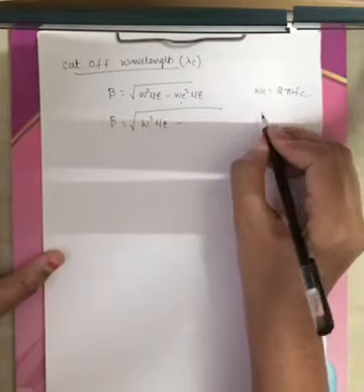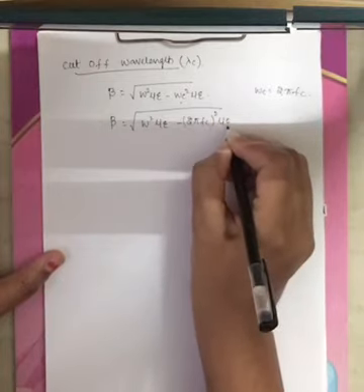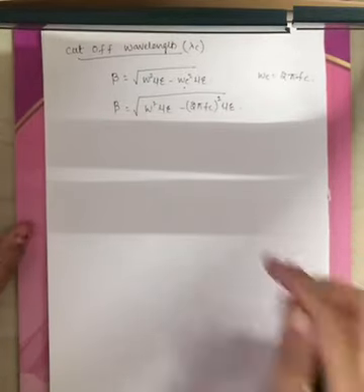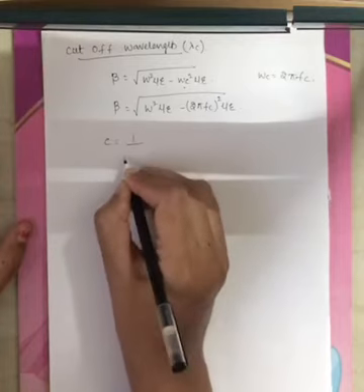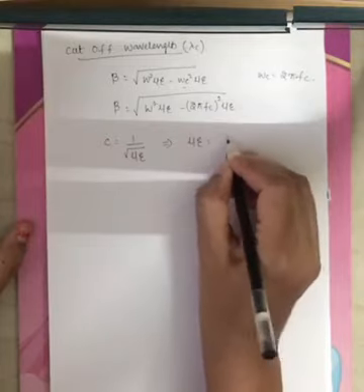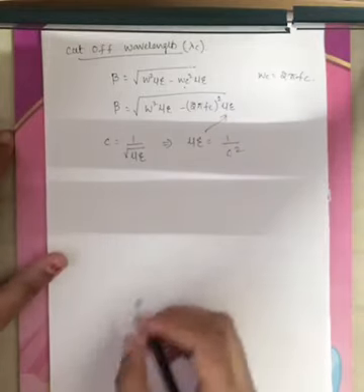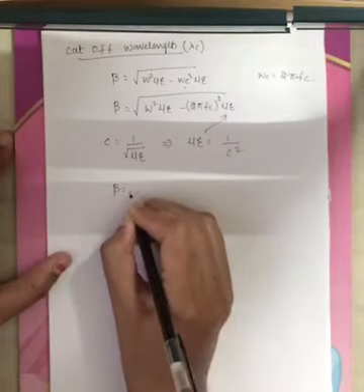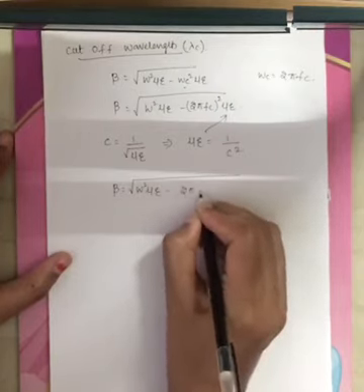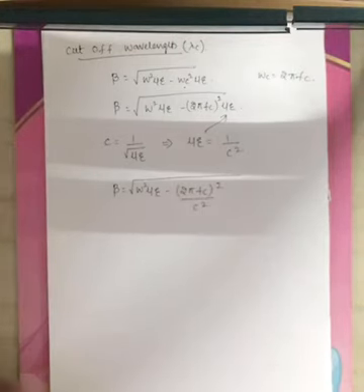Omega c is nothing but 2 pi fc, so omega c square is 2 pi fc whole square into mu e. Now what is c? c is nothing but 1 by root mu e, so mu e is nothing but 1 by c square. Now substitute mu e equals 1 by c square in this equation. Now what will you get? Beta is nothing but the square root of omega square mu epsilon minus 2 pi fc whole square divided by c square.